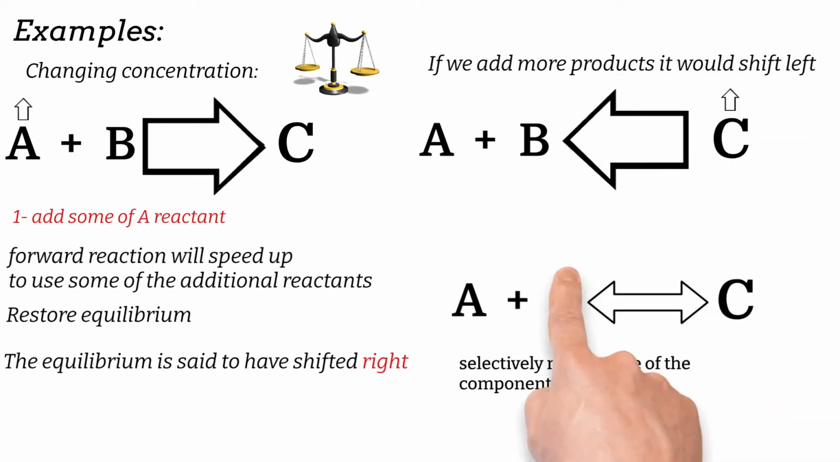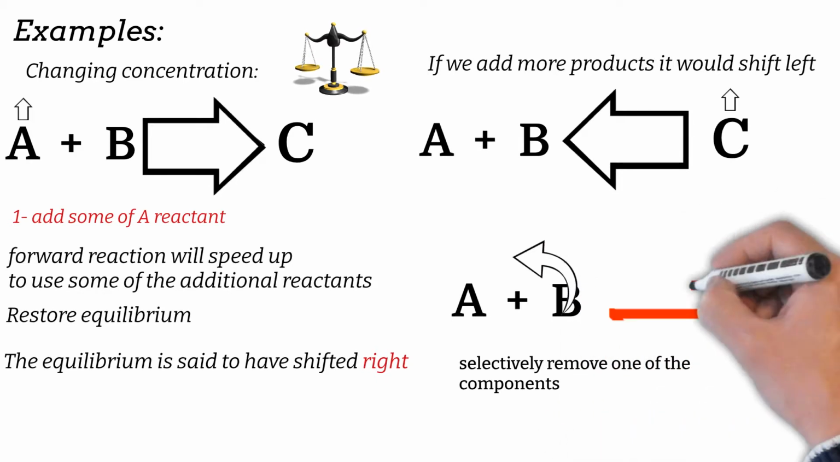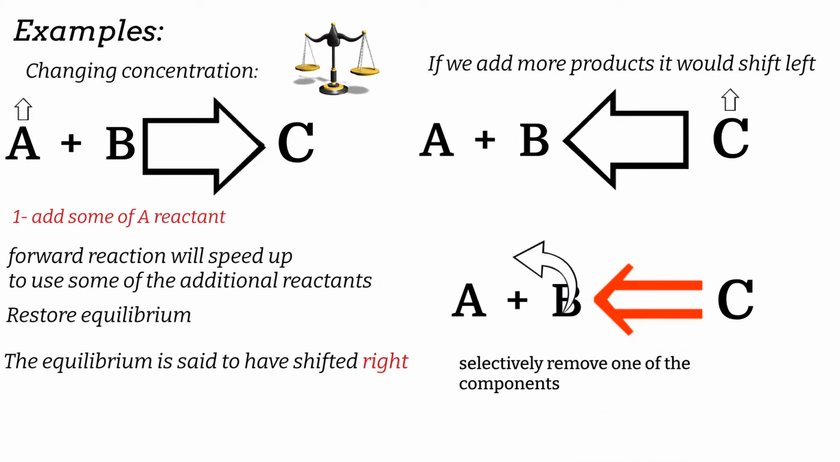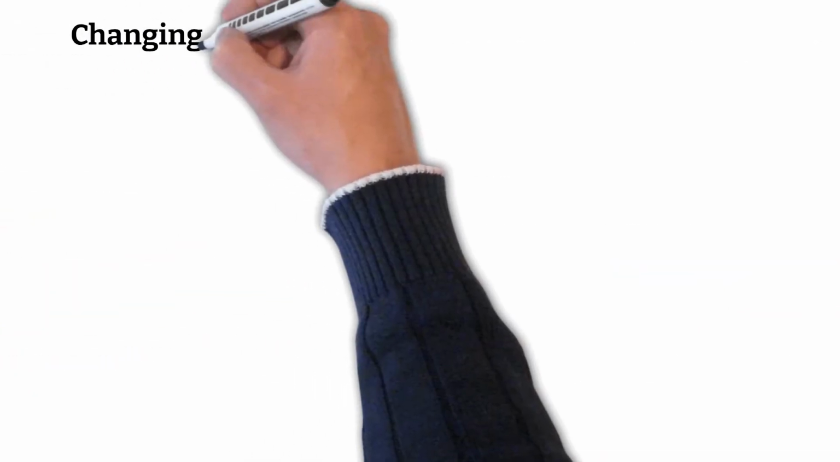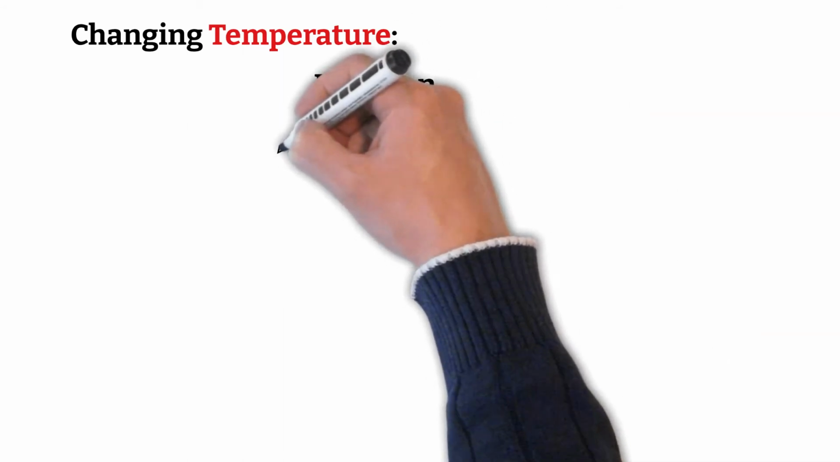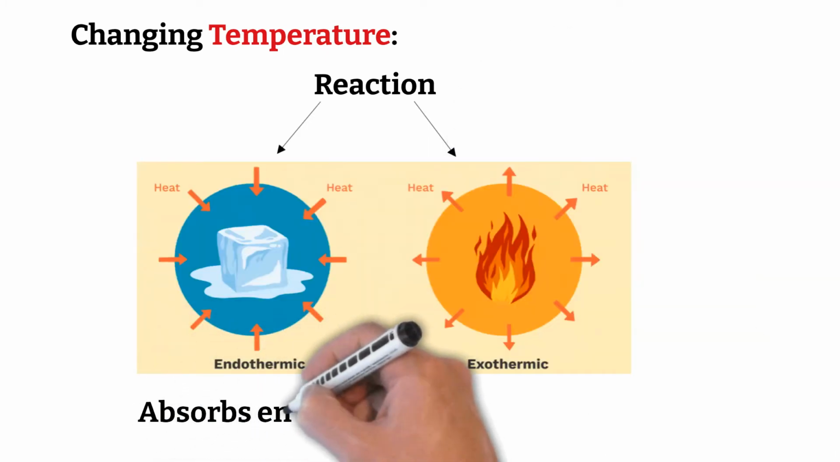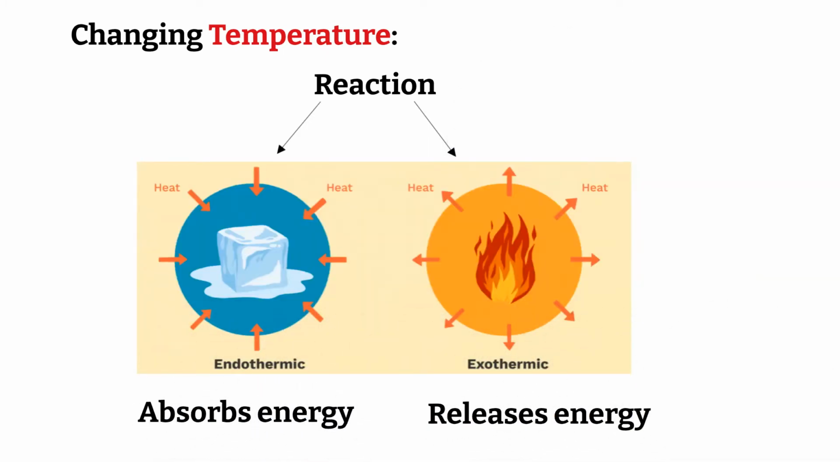Likewise, if we selectively remove one of the components, the equilibrium will shift to produce more of that species to restore balance. That is one type of stress we could put on a system. Another stress would be to change the temperature. To see how this would affect equilibrium, we have to see whether a given reaction is exothermic or endothermic. This tells us whether a reaction absorbs or releases energy and is signified by delta H, or the change in enthalpy.